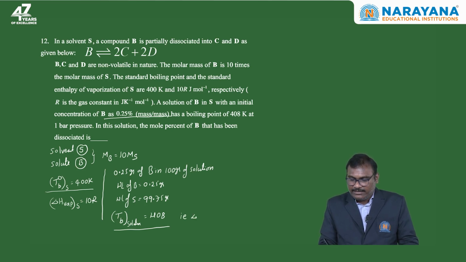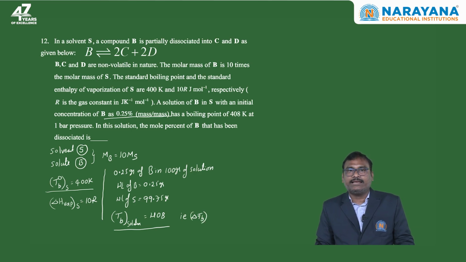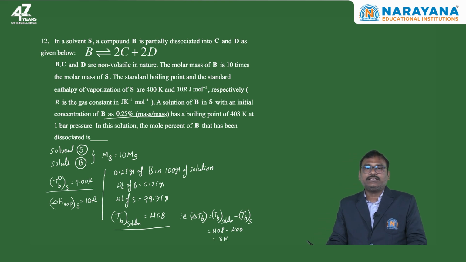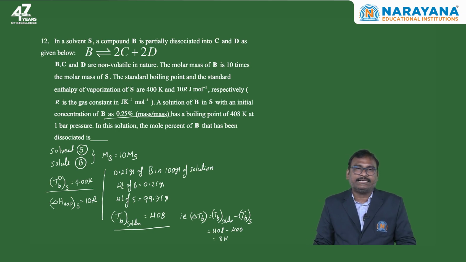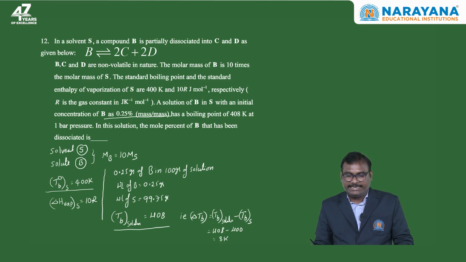The change in boiling point, or increase in boiling point, is the boiling point of the solution minus the boiling point of the solvent, that is 408 minus 400, equal to 8 kelvins. Elevation in boiling point is 8 kelvins. Then we have to calculate in the solution the mole percentage of B that has been dissociated.